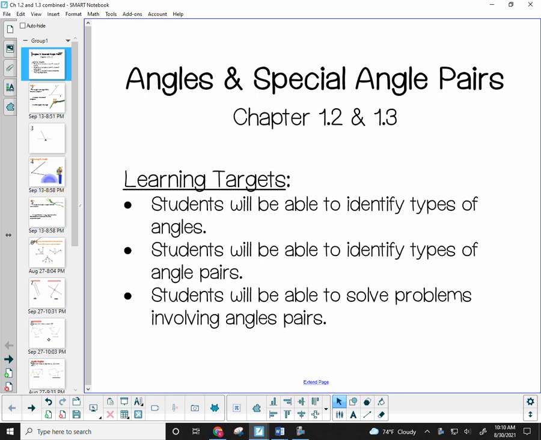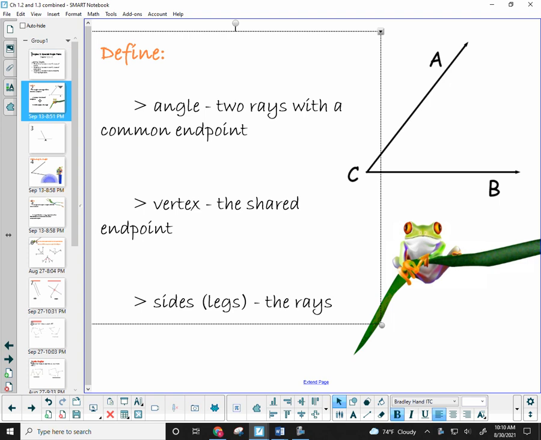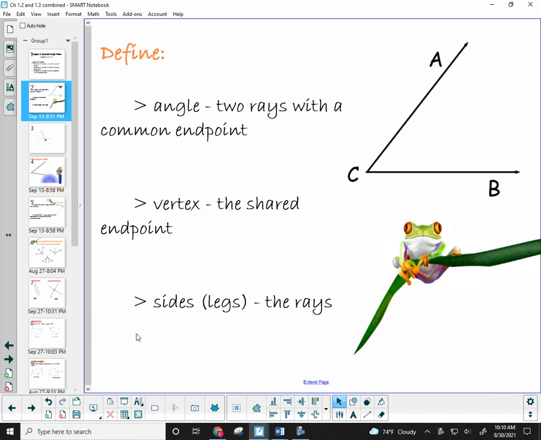Okay, so we're going to start with the basic definition of an angle. An angle is made of two rays with a common endpoint. Two rays, remember rays have one definite endpoint and the other end goes on forever and ever. They have to share this endpoint.